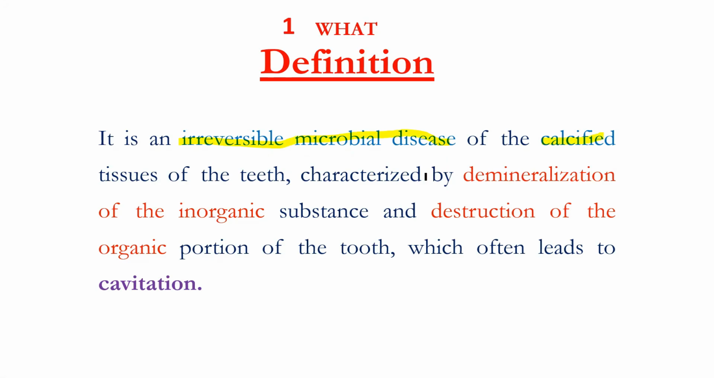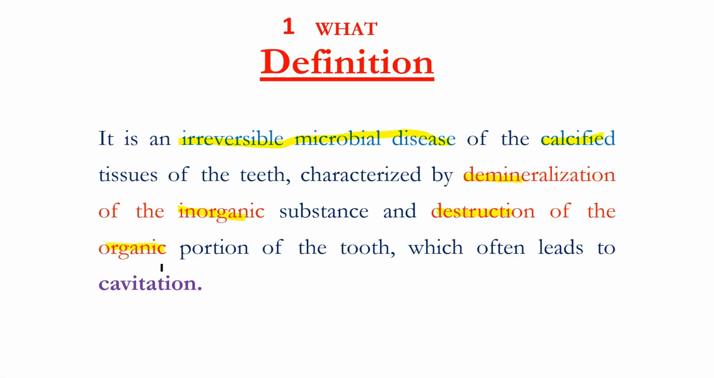And this is characterized by 2 things. The first one is demineralization of the inorganic substance. Demineralization happens only to the mineralized component, isn't it? So that's nothing but the inorganic substance of the tooth. And destruction of the organic portion. So the tooth has the mineralized component, which is the inorganic substance which undergoes demineralization, and there is the organic component, which is nothing but the protein part of the tooth which undergoes destruction. So both of these together eventually lead to cavitation or caries.